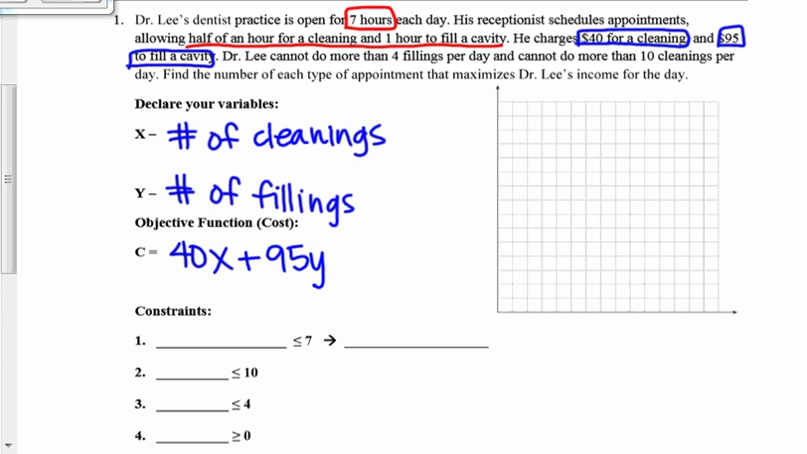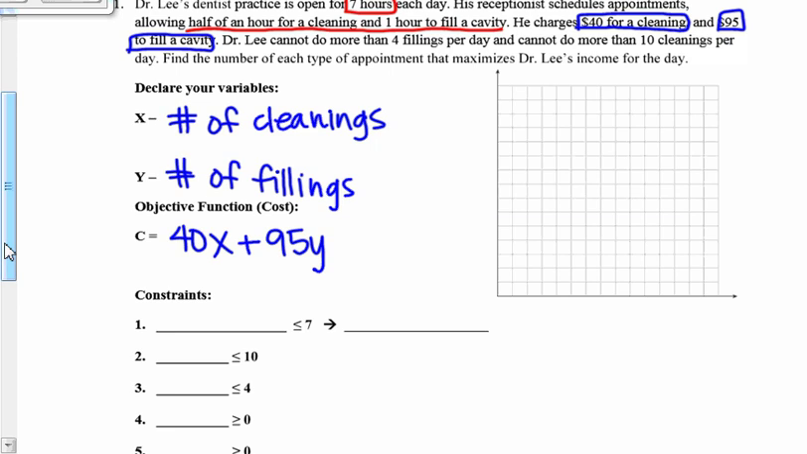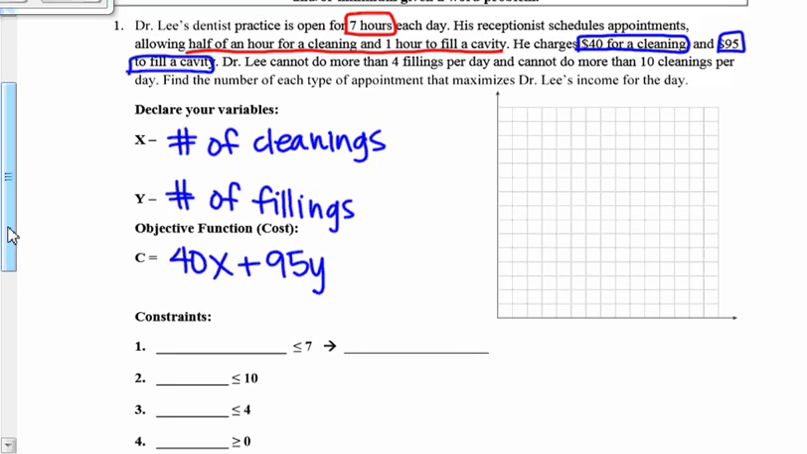So he can only do so many things. If I say that 1 hour is just 1, filling a cavity, I have y. So 1y would be 1 hour per filling of a cavity, and a half an hour is 0.5, so it takes 0.5 hours for a cleaning, or 30 minutes. So I'm going to say 0.5x plus 1y has to be less than or equal to 7. That was already filled in for me, less than or equal to 7, because Dr. Lee cannot work more than 7 hours each day.